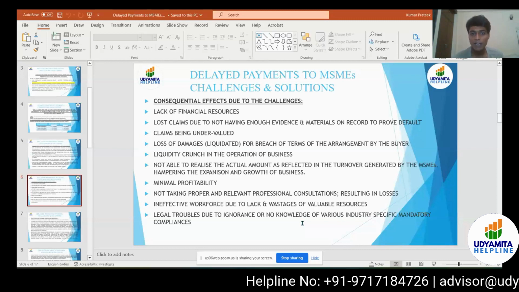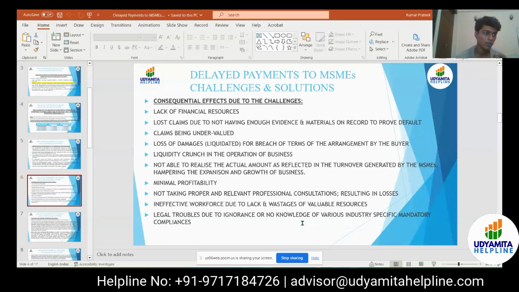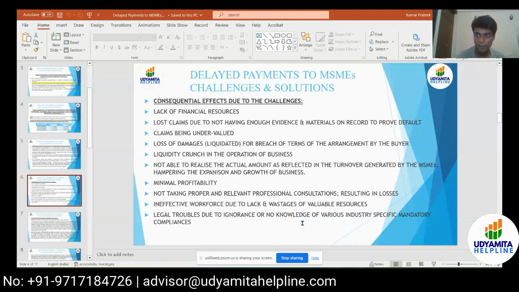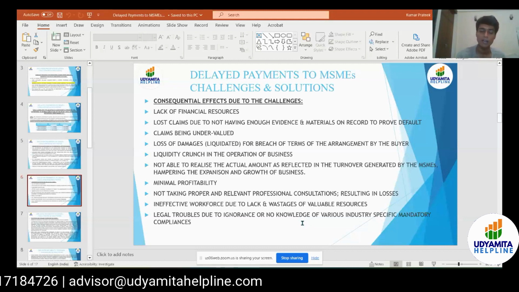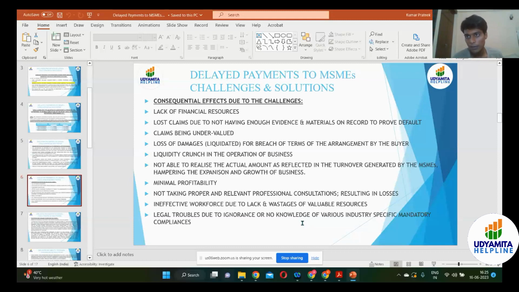So the claims being undervalued. It is the same thing: if you have claimed 1 crore, but you have enough materials to prove only 50 lakhs of rupees, your claim would be undervalued. The 50 lakh rupees will be lost just because you were not able to prove it, or you didn't have any record to prove that 50 lakhs. In addition to the 50 lakhs that is there, more 50 lakhs would have been paid to you, right? So a lot of the time the claims are undervalued just in the absence of proper documentation and proper records. Loss of liquidated damages from breach of terms of the arrangement by the buyer.